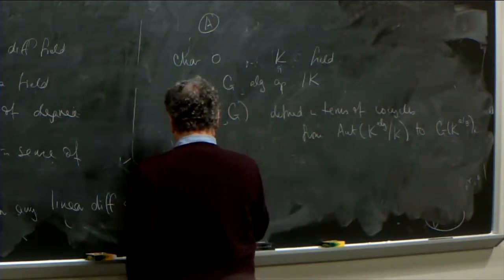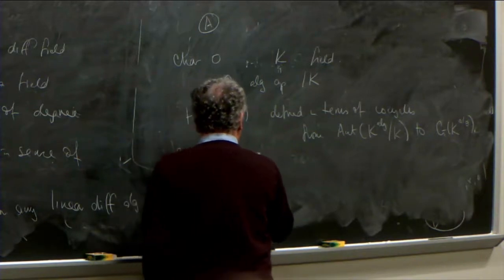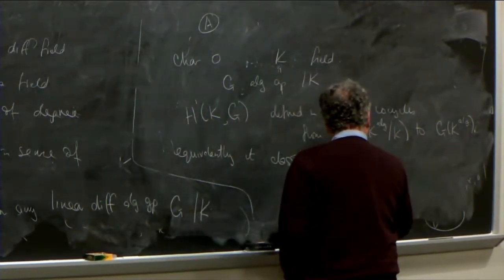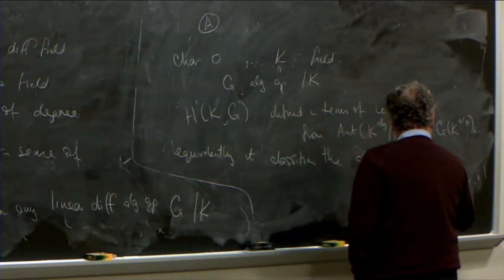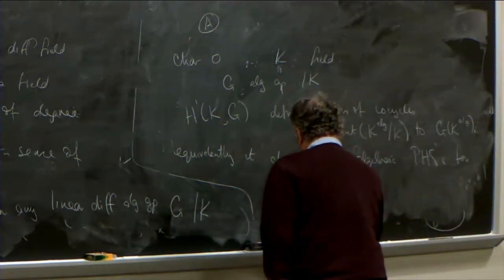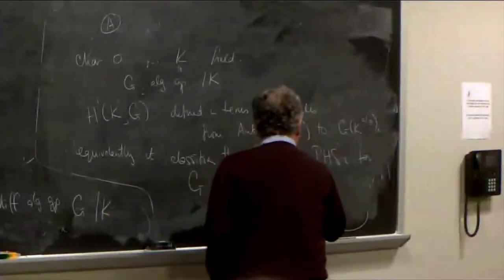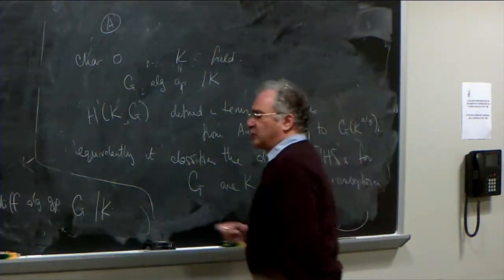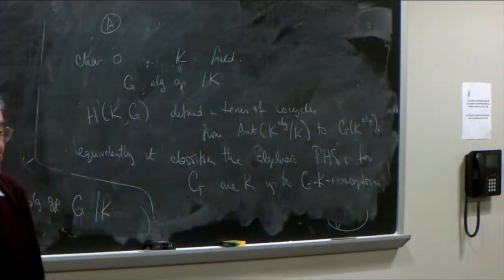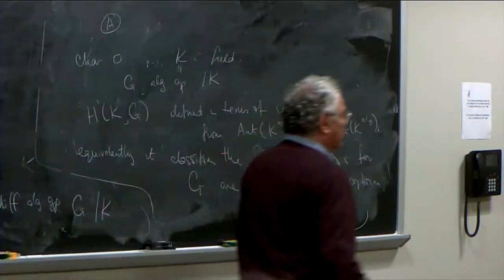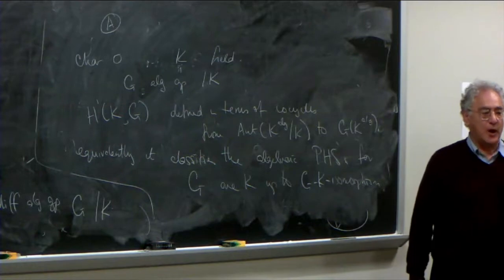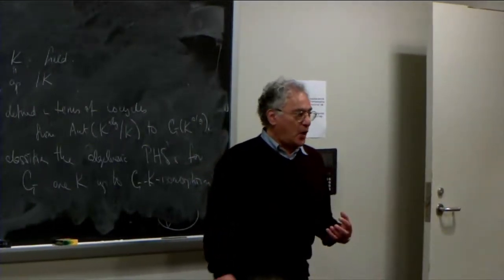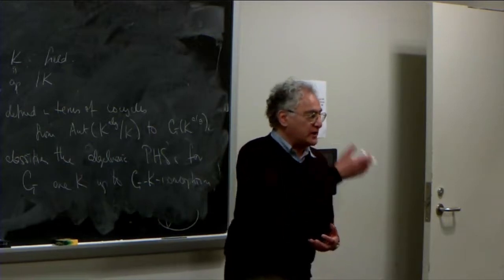And equivalently, it classifies the algebraic PHSs for G over K up to G-K isomorphism. So you take your algebraic group G, could be a linear algebraic group, could be a variety, could be anything. And you take another algebraic variety X over K. What's a PHS for G? It's another algebraic variety over K, on which G is acting over K by morphisms, regularly, strictly transitively.